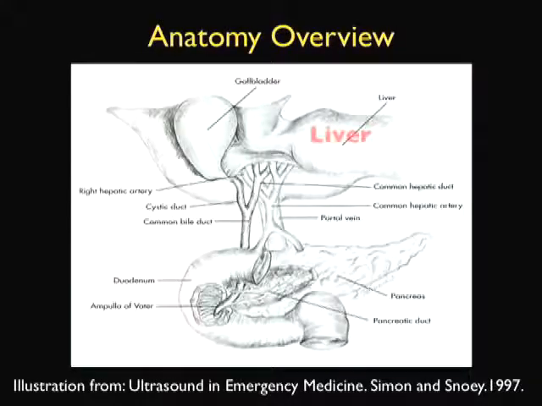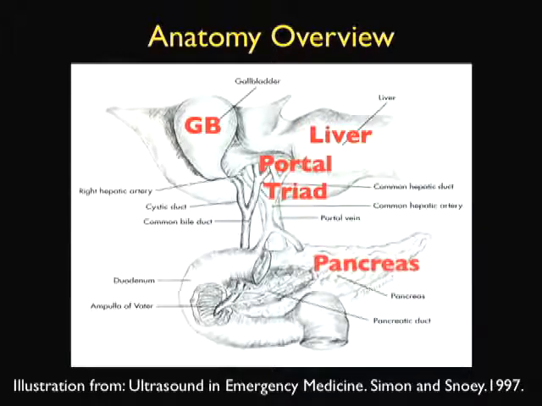Let's begin by reviewing the anatomy of the liver and gallbladder. Here we see the liver and the gallbladder tucked in the inferior aspect of the liver. And this is a very nice illustration from Ultrasound in Emergency Medicine by Simon and Snoey in 1997. We also see the portal triad connecting the gallbladder and the liver down to the intestine, and notice the pancreas here tucked into the C-loop of the duodenum. We see the biliary tract emptying into the duodenum and joining with the pancreatic duct at the ampulla of Vater.